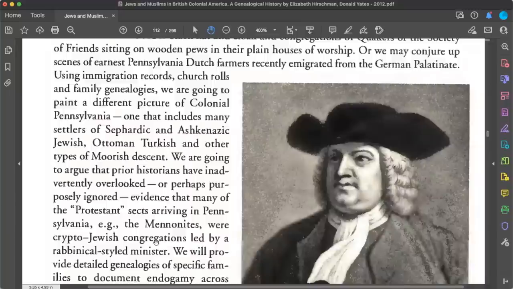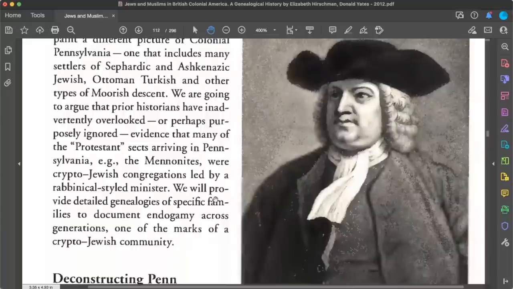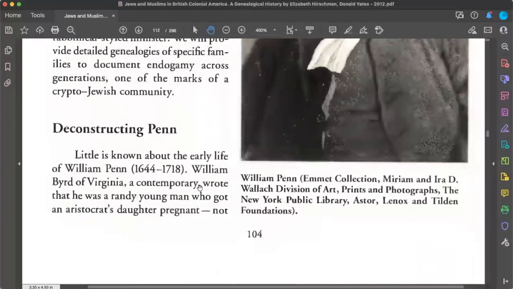Again, Protestants was just a tag. Who's these so-called Protestants, and the Catholics? All right, so these crypto-Jewish congregations led by a rabbinical-styled minister. We will provide detailed genealogies of specific families to document endogamy across generations, one of the marks of a crypto-Jewish community. Deconstructing Penn. Little is known about the early life of William Penn.